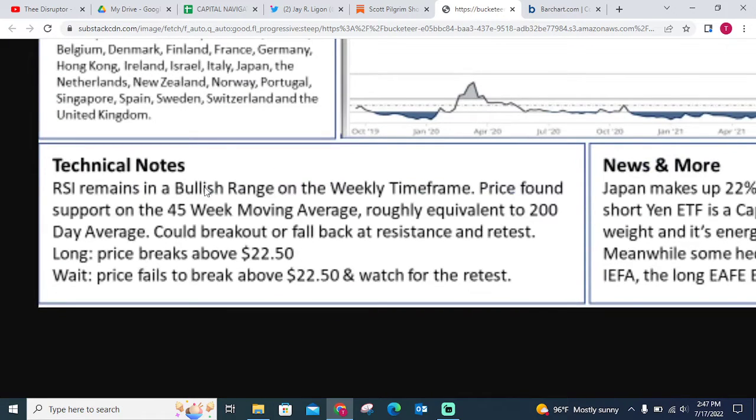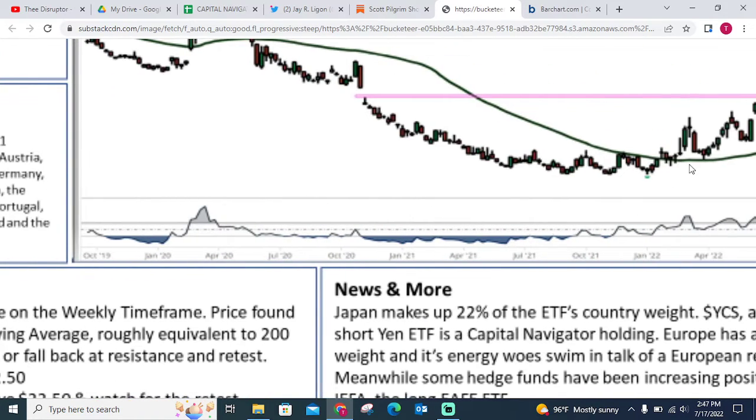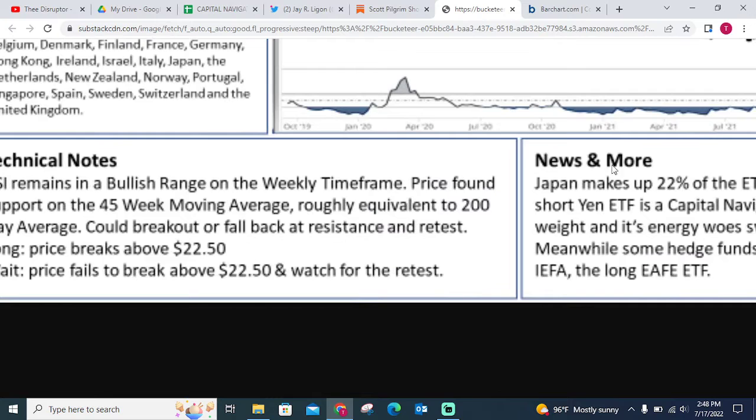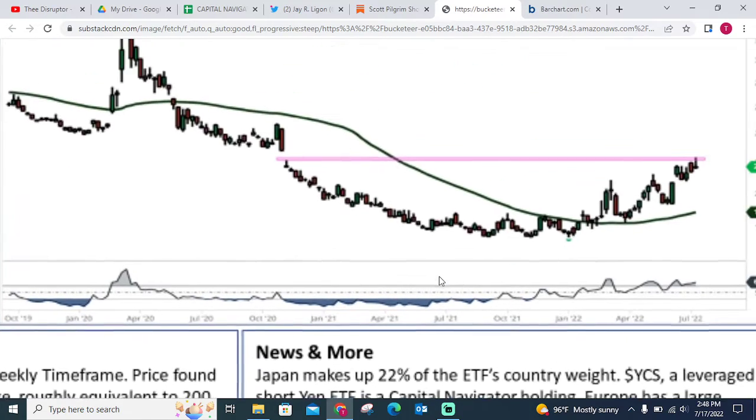So let's read this. RSI remains in a bullish range on the weekly time frame. These are weekly charts here. Price found support on the 45. That is a 45 because it's weekly. So I'm sorry, that's not the 50-day moving average. That's more equivalent to a 200-day moving average. Sorry, I forgot this is a weekly time frame. So I should stick to the script and read this. Basically, the 200-day, it could break out or fall back at resistance and retest. If price breaks above 2250, we would be long. Otherwise, we're going to wait and see what happens at 2250. And if it falls down, watch for the retest.